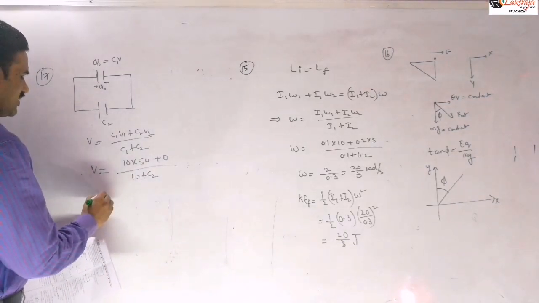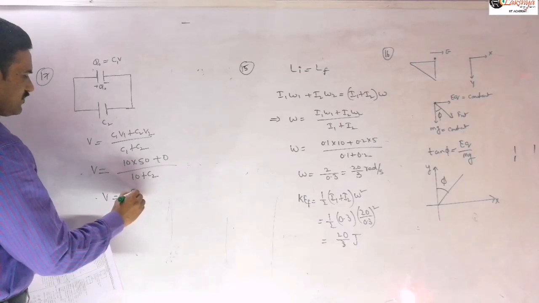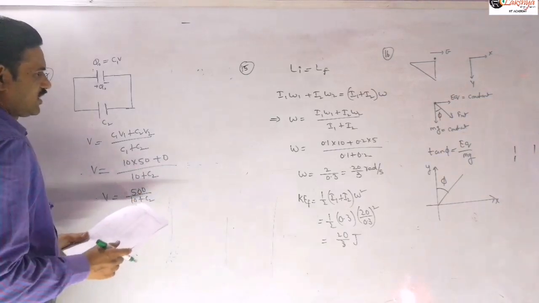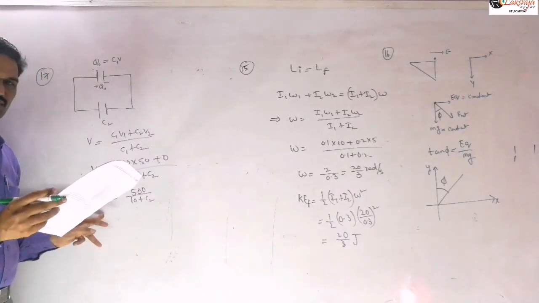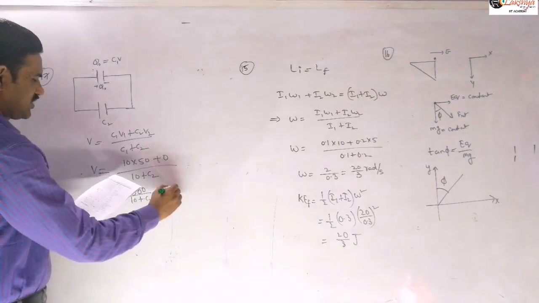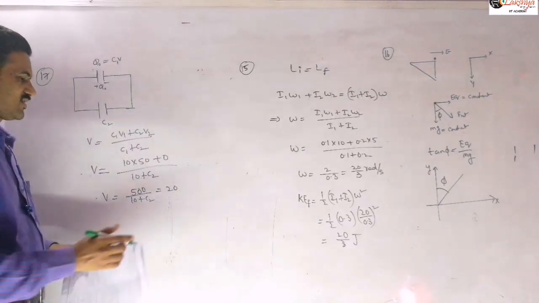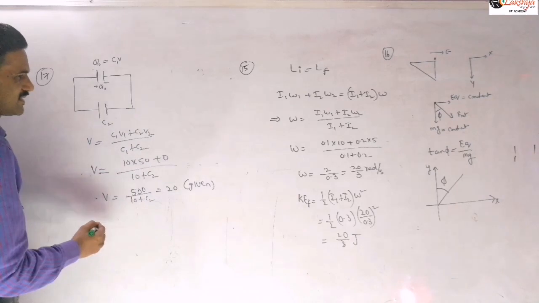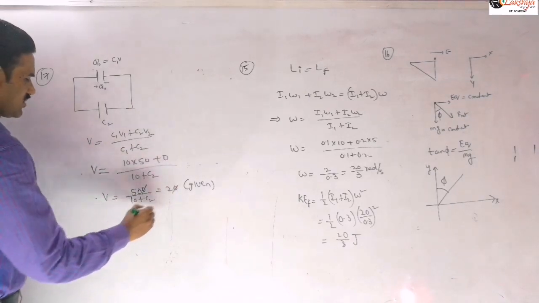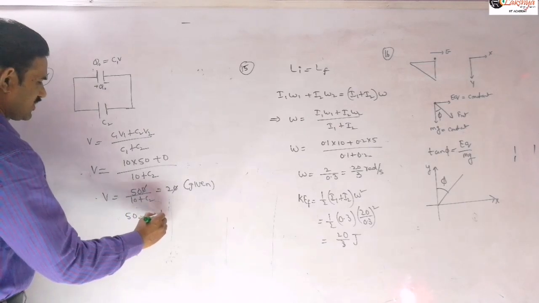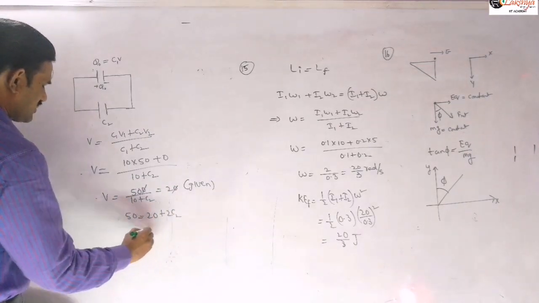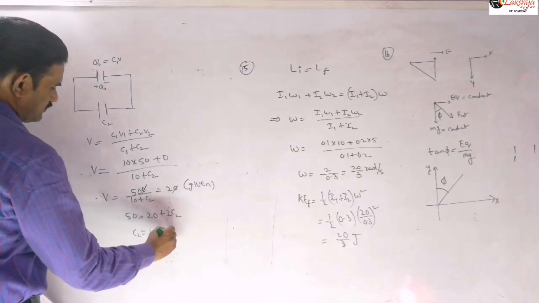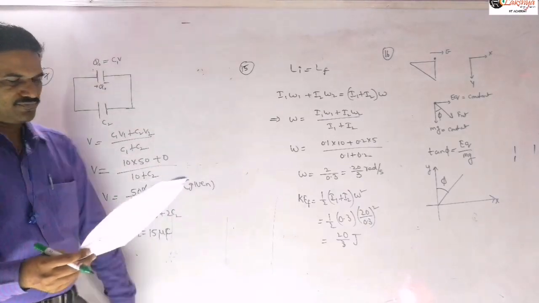And so what we can write there is V is equal to 500 by 10 plus C2. Now the given information is this value: the common potential is given as 20 volts. So this is the given value, right? And then you can cancel the zero. So 50 is equal to 20 plus 2 C2, and therefore C2 you can answer as 15 microfarad. So that is our answer to this question.